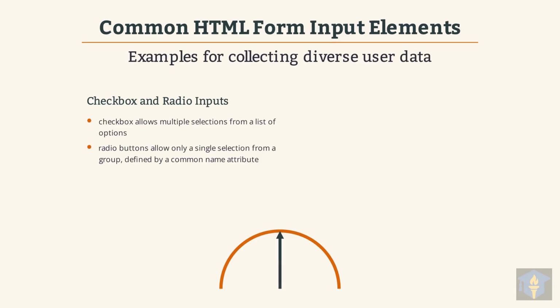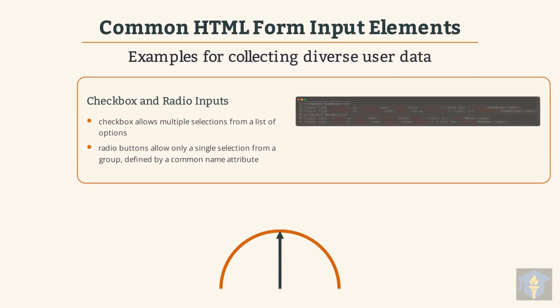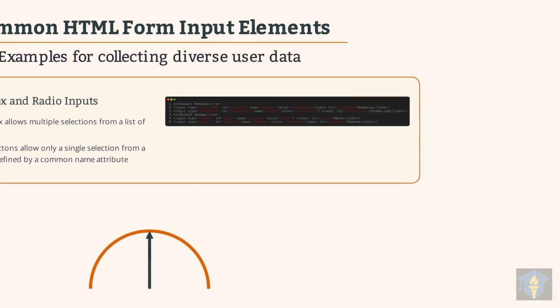Finally, we'll cover checkboxes and radio buttons for selecting options from a list. Checkboxes allow multiple selections, while radio buttons enforce a single choice within a group, identified by their name attribute. This code illustrates how to create multiple checkboxes for hobbies and a group of radio buttons for gender selection.